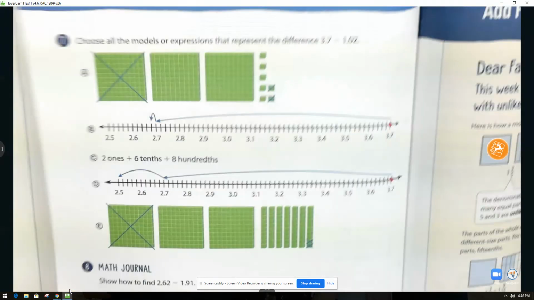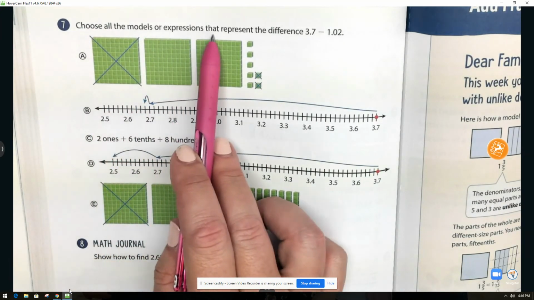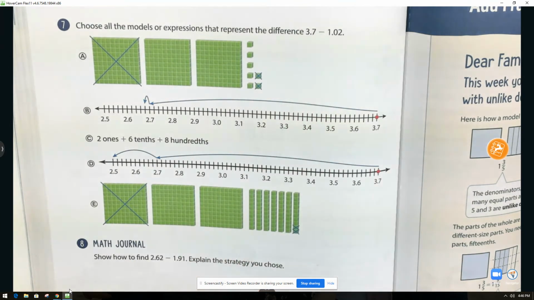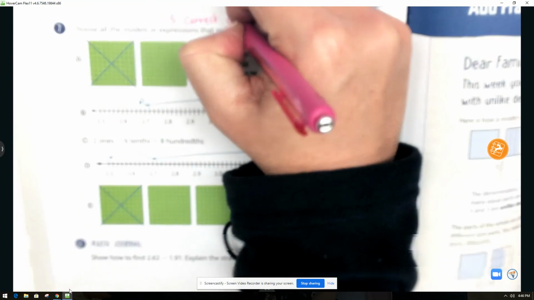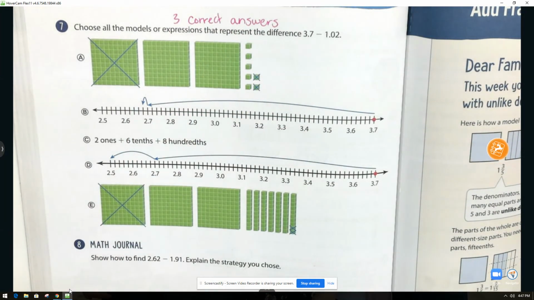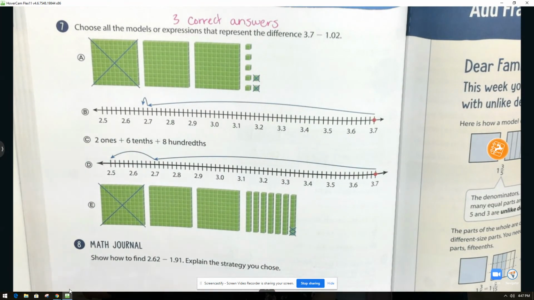Go to number 7. Number 7 says, choose all the models or expressions that represent the difference of 3 and 7/10 minus 1 and 200ths. Remember, you might have an adding on strategy or a subtraction strategy. So you have to think about what this is asking. On number 7, I will tell you that there are 3 correct answers. So there are 5 options, 3 of them are right. So which 3 show us 3 and 7/10 minus 1 and 200?